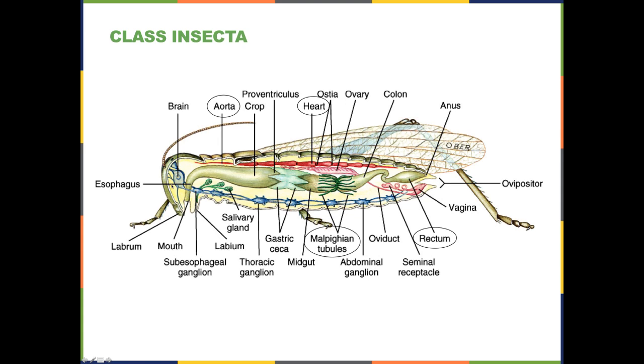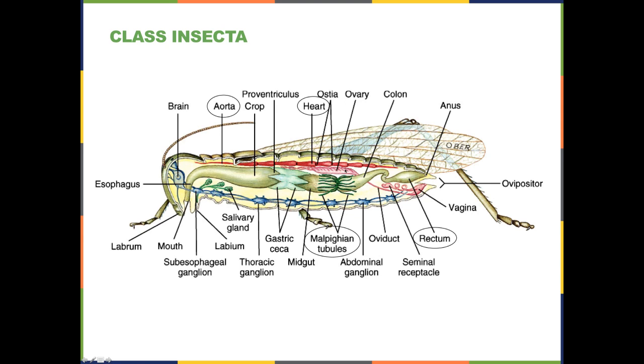The nervous system, you have a brain up here with an associated eye. Many insects have both a compound and a simple eye. Also, from the brain comes several groupings of nerve cells called ganglia, and their names are related to where they are in the body. So this is the subesophageal ganglion because it's under the esophagus. And you have a thoracic ganglion because it's in the thoracic part. And you have the abdominal ganglion because it's in the abdomen.